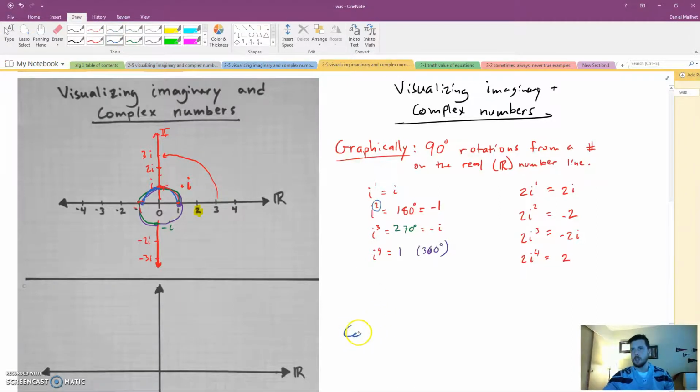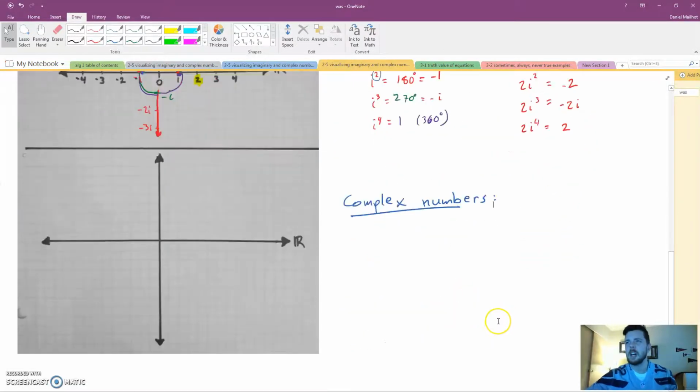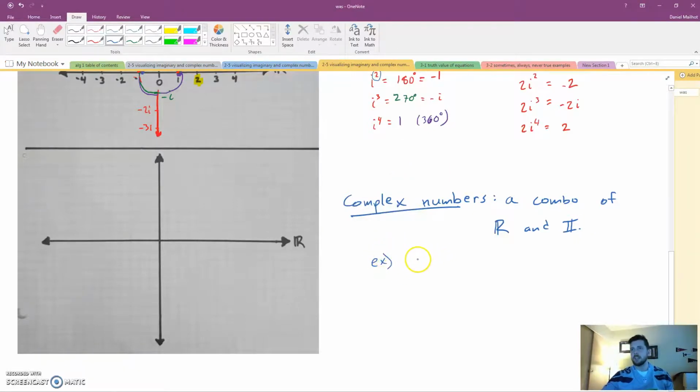Let's do a new color to complex numbers. Complex numbers. Here's a good, easy to understand definition for complex numbers. Complex numbers are a combination, a combo of a real number and imaginary numbers, of real and imaginary.